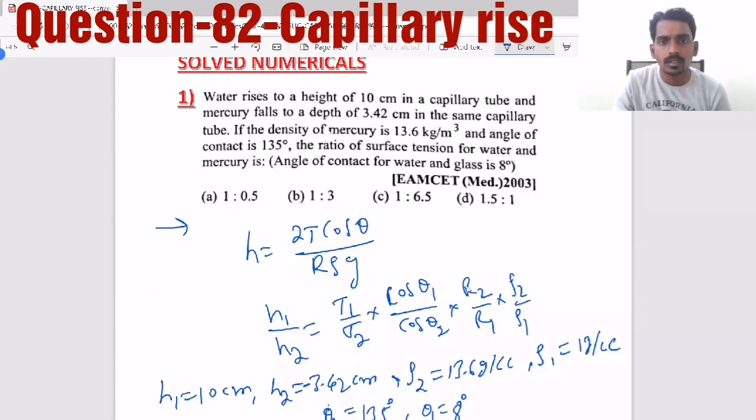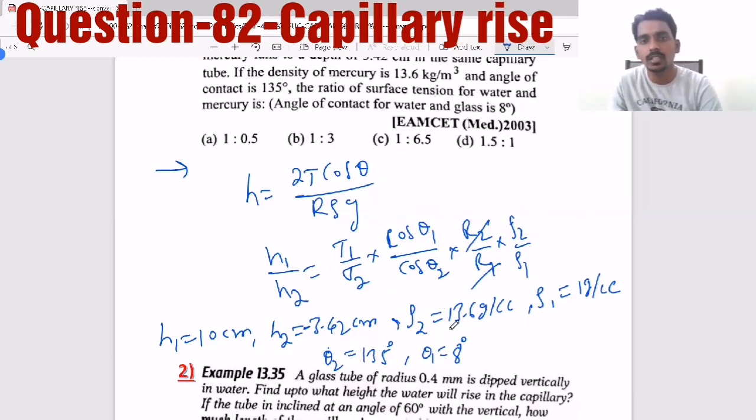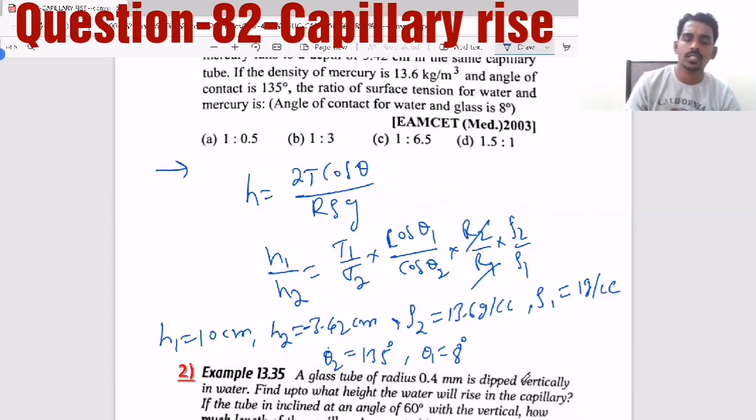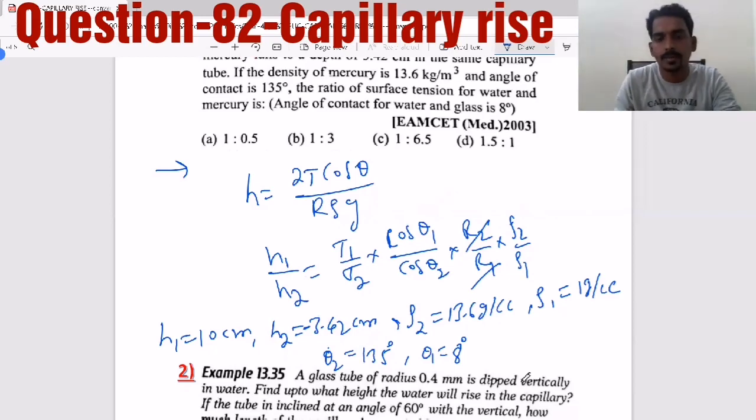Then what else we want? In the same capillary tube. Now same capillary tube means radius gets cancelled. So now they are asking the ratio of surface tension T1 by T2. But here one thing, 8 degrees is there, cos theta is very small. You can take theta approximately 0. No problem. Cos 0 is 1. So then you will get the answer approximately, not an issue.